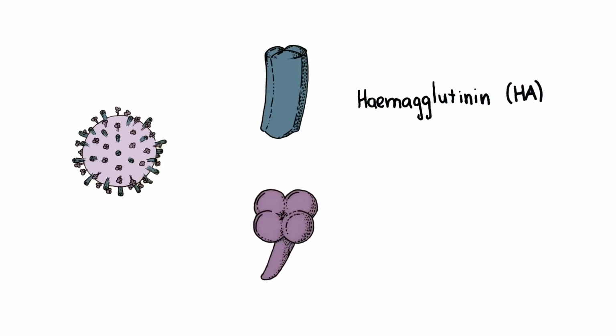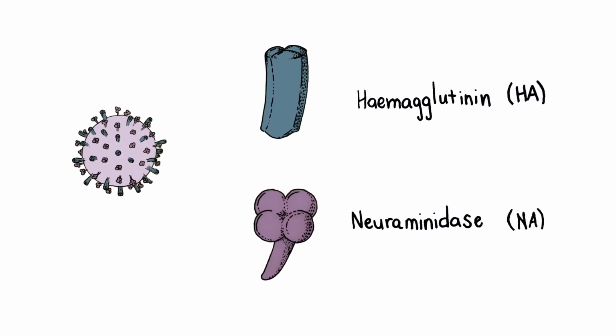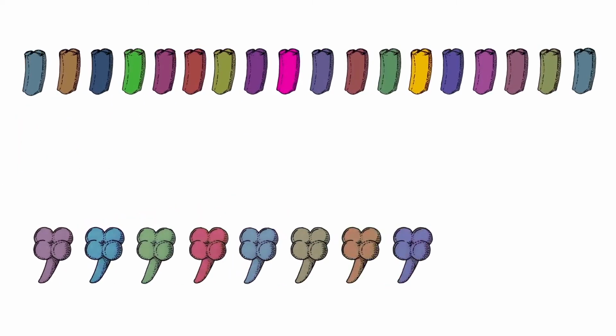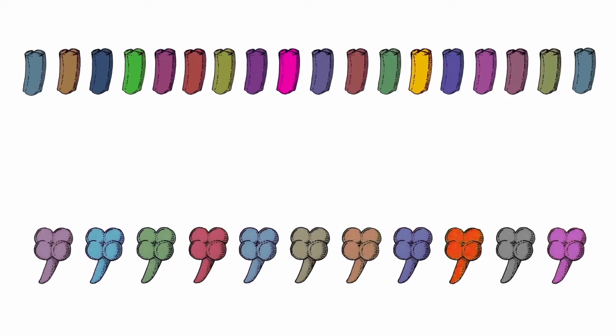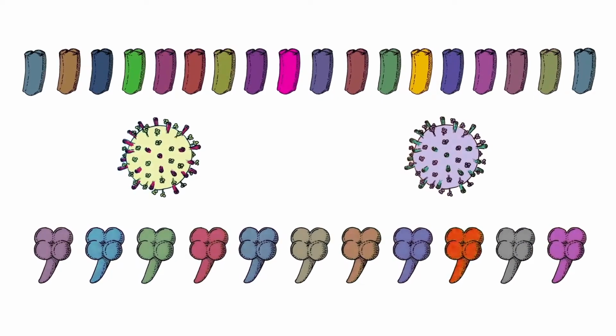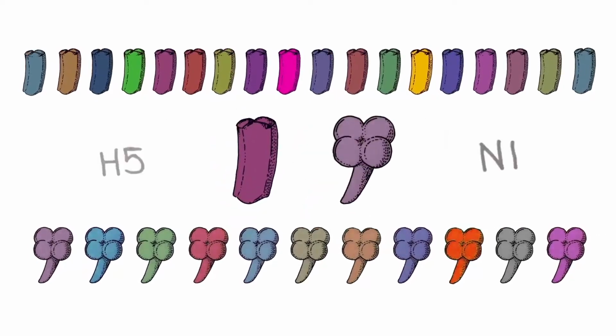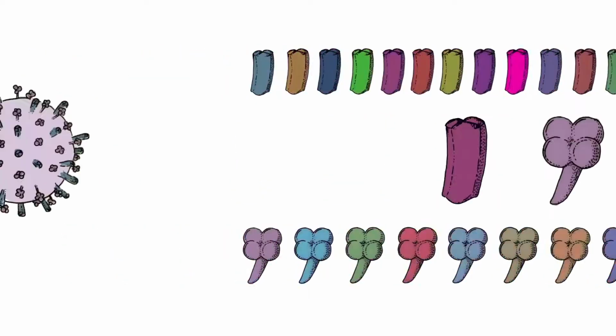Hemagglutinin, known as HA, which the virus uses to enter a cell, and neuraminidase, or NA, which it uses to leave the cell. We currently know about 18 types of HA protein and 11 types of NA protein. Different strains of virus are named by which of these proteins they have. For example, H5N1, which is more commonly known as bird flu.